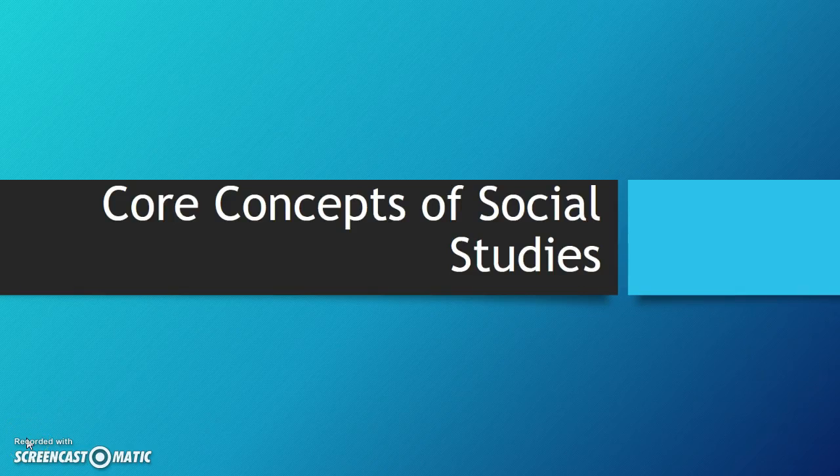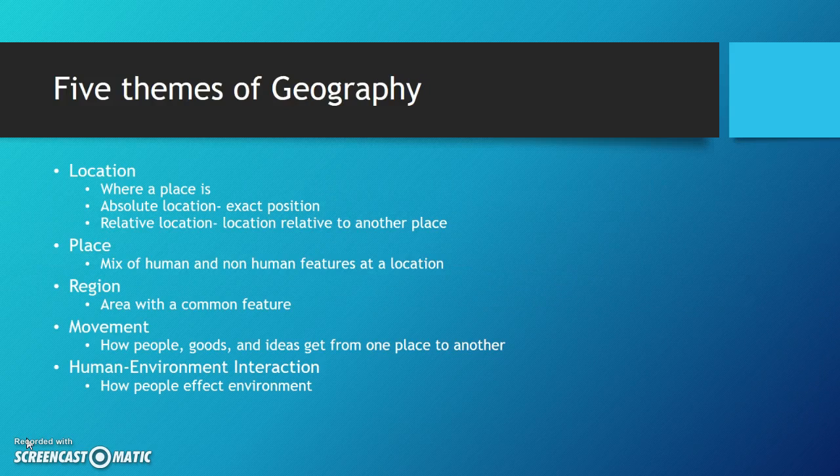Okay, so we're going to talk about the core concepts of social studies. The first one is we need to know the 5 themes of geography. So, the 5 themes are location, which is where a place is. And there's 2 types. There's absolute location, which is the exact position of whatever you're studying, or the relative location, which is its location relative to another place.